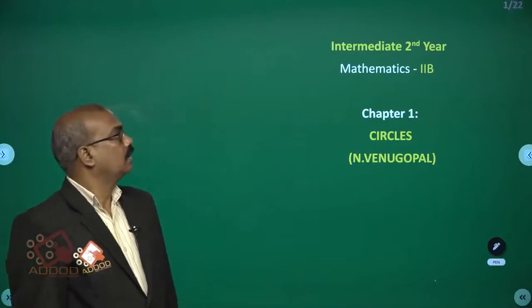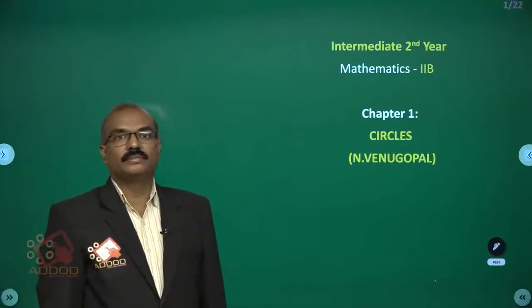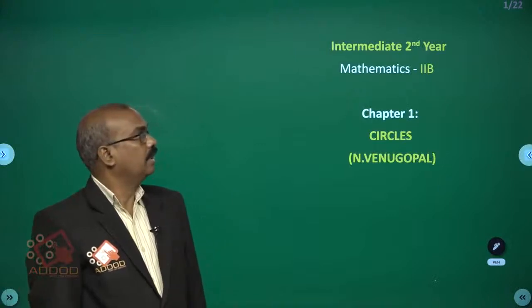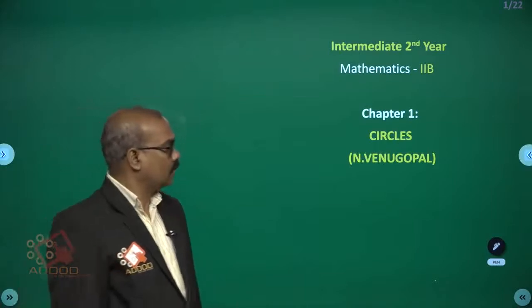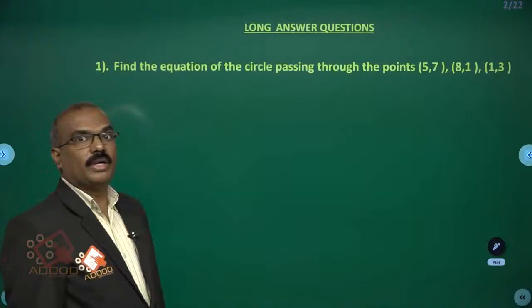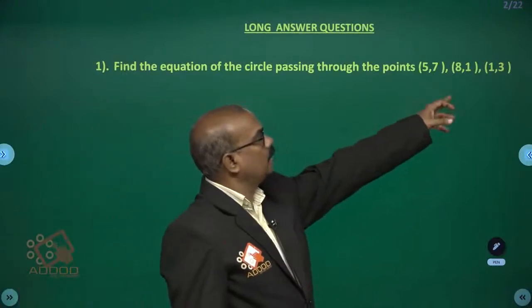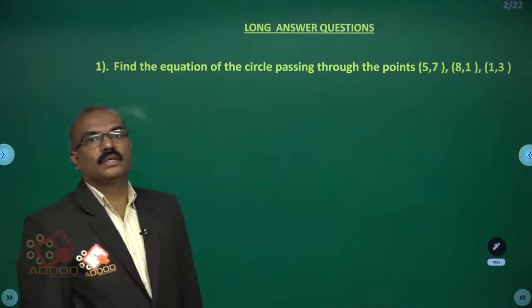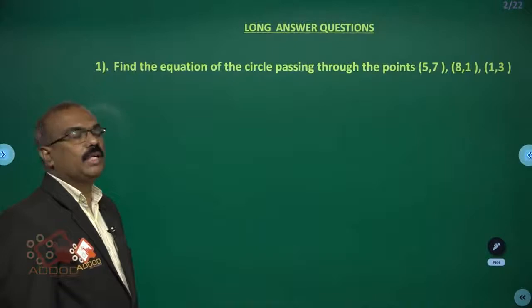Okay, hi friends. We are going to discuss the circles chapter, which belongs to Intermediate Mathematics 2B. In the first question, find the equation of the circle passing through the points (5, 7), (8, 1) and (1, 3). Now let me write the standard form of the equation.